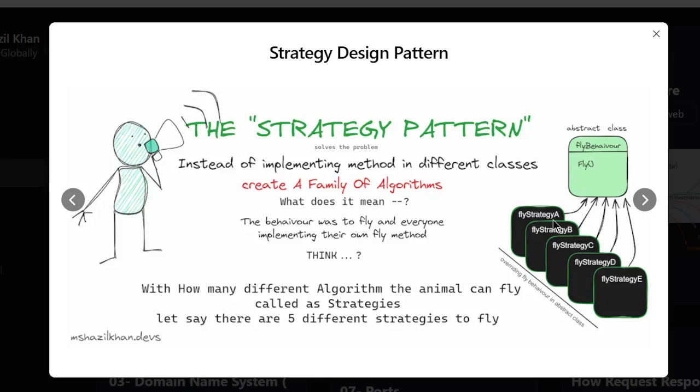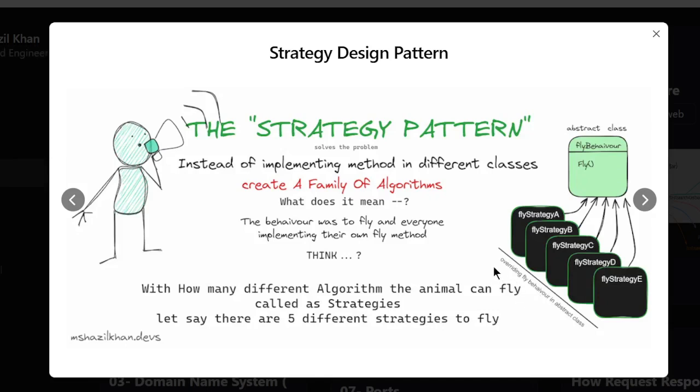So what we are going to do, we are going to create the interface in the same way, abstract classes or the interface in the same way. We are going to provide the fly prototype in the interface. But now we are going to create the classes for the algorithms. This is fly strategy A, this is algorithm A, this is algorithm B, this is algorithm C, this is algorithm D, this is algorithm E.